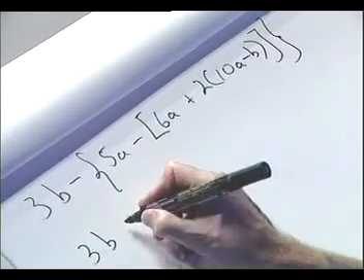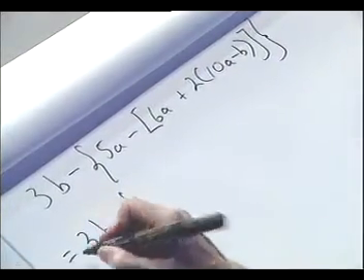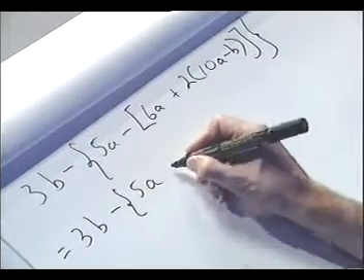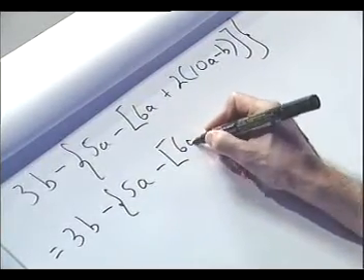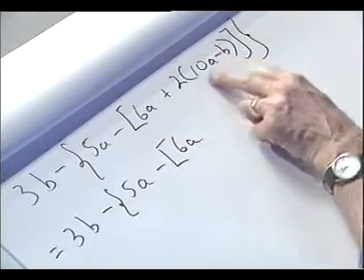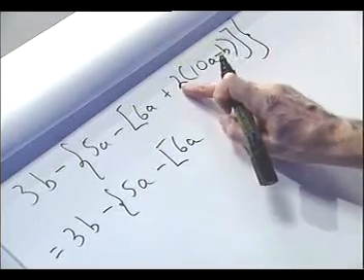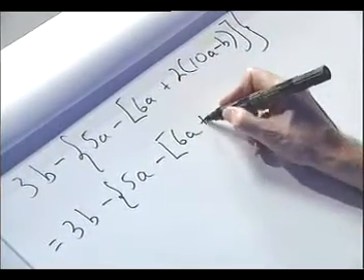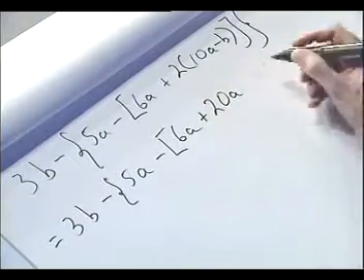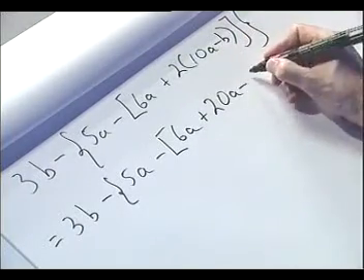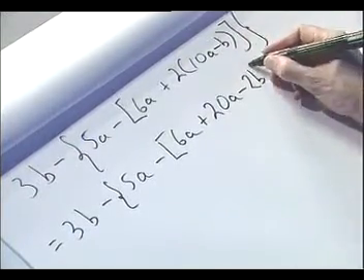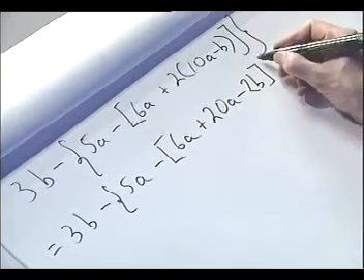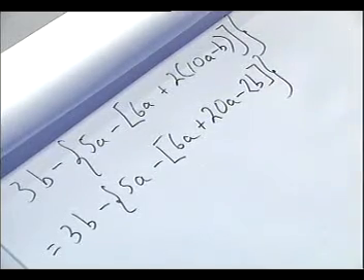Everything else, for the moment, is going to stay the same. Not going to touch anything else, just this round bracket here. So I've got to multiply by 2. So 2 times 10a is 20a, and 2 times by minus b is minus 2b. Put my square bracket in, put my curly bracket in.